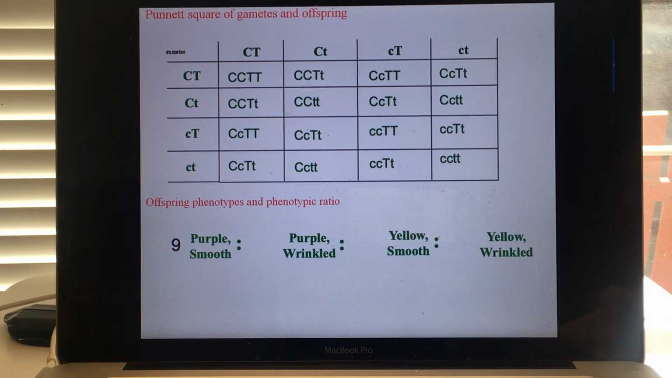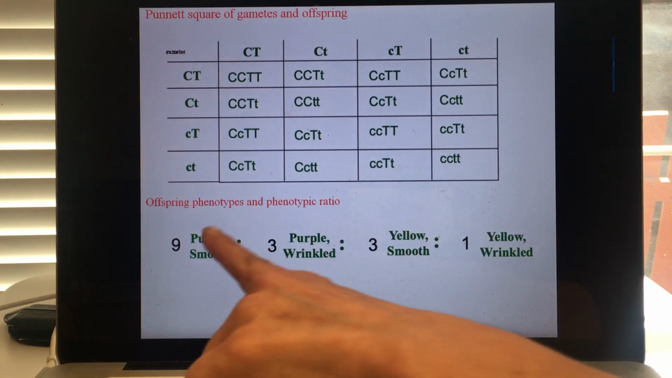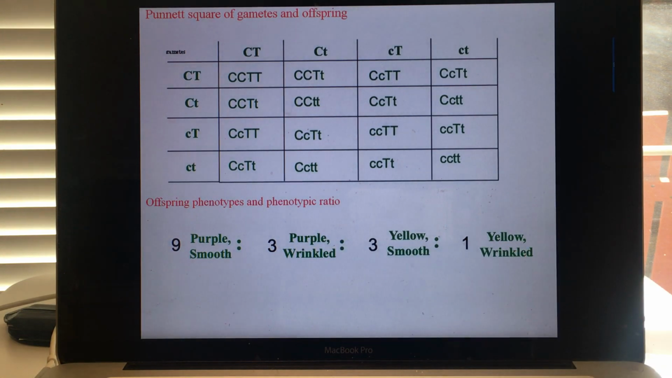So if you counted this, you would find that there are 9 purple and smooth, 3 purple and wrinkled, 3 yellow and smooth, and 1 yellow and wrinkled. That is a 9 to 3 to 3 to 1 ratio. This ratio is the ratio you will always get when you have two parents that are heterozygous for both traits, as long as one trait shows complete dominance over the other. So purple is always dominant to yellow. There are some patterns of inheritance that we call incomplete dominance. This 9 to 3 to 3 to 1 ratio doesn't work with those, so just beware.